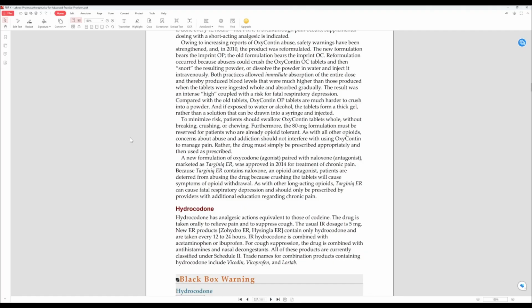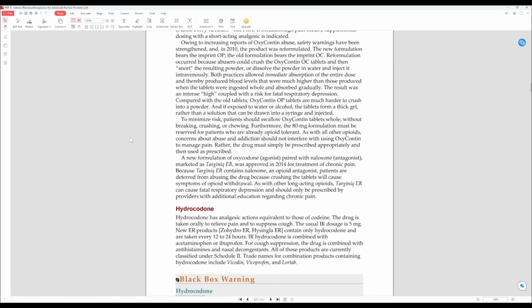Reformulation occurred because abusers could crush the OxyContin tablets and then snort the resulting powder or dissolve the powder in water and inject it IV. Both practices allowed immediate absorption of the entire dose and therefore produced blood levels that were much higher than those produced when the tablet was ingested whole and absorbed gradually. The result was an intense high coupled with a risk of fatal respiratory depression.